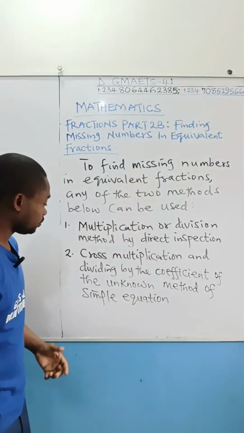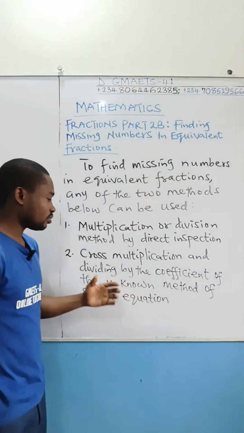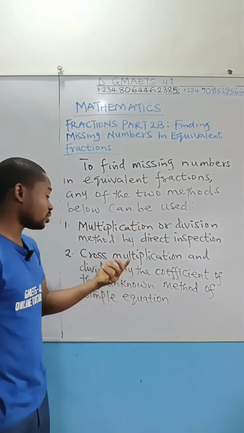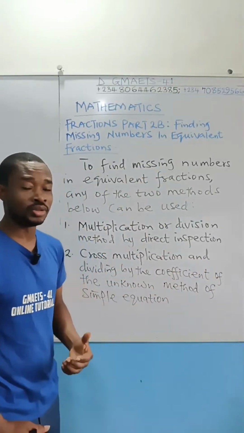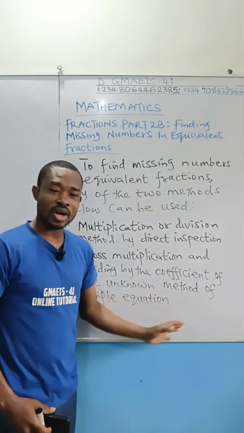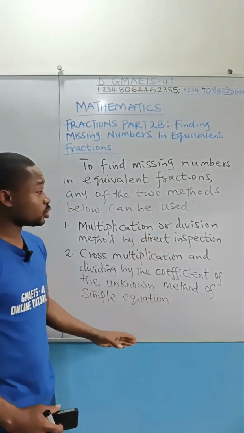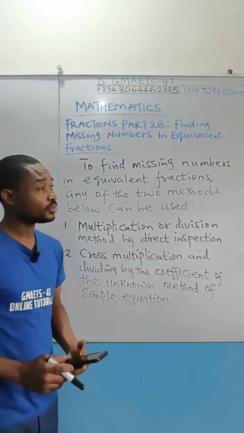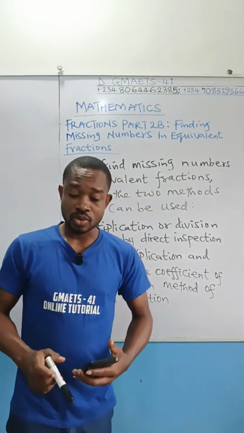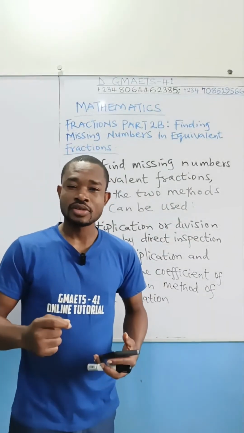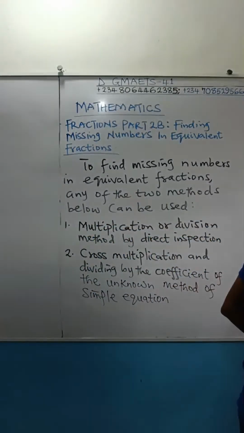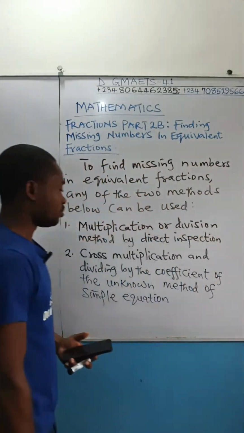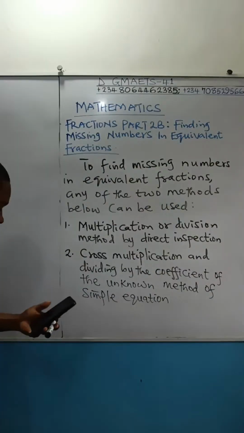missing number. And then sometimes, if you don't want to use this method, you want to use cross multiplication and dividing both sides by the coefficient of the unknown, that will require a good knowledge of simple equations, which we have treated on this channel. So right away, let us pick questions and solve to see how we apply these methods in finding missing numbers in equivalent fractions.